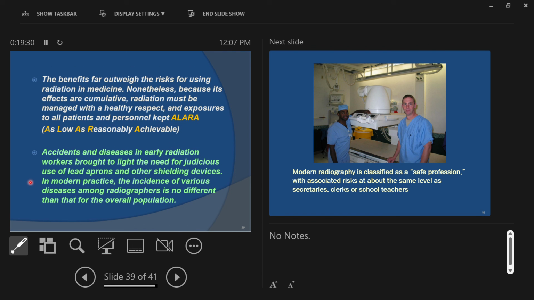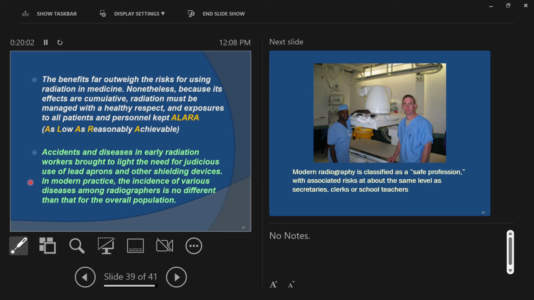Last couple things to say for today. The benefits of the use of radiation far outweigh the risks, okay, in medicine. However, because it can be harmful, and we understand that the effects of radiation accumulate over time, radiation needs to be managed with a healthy respect, and we need to keep our exposures to our patients, as most of you already know this word, ALARA, as low as reasonably achievable.